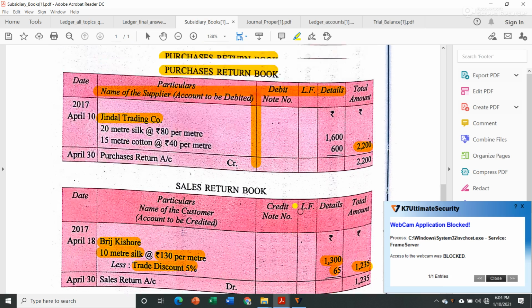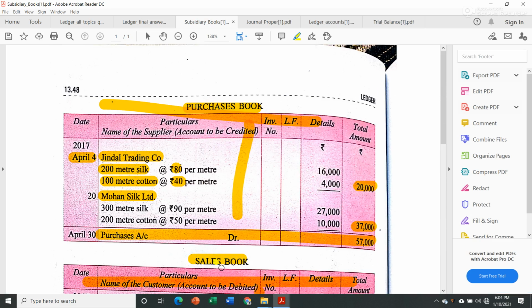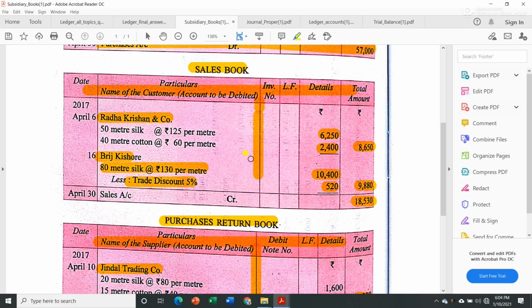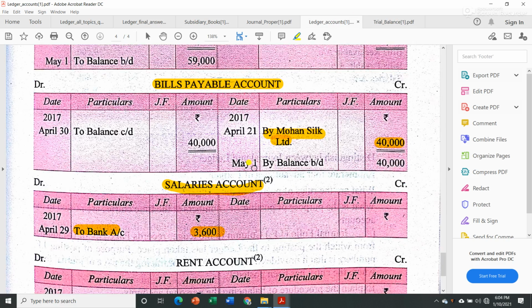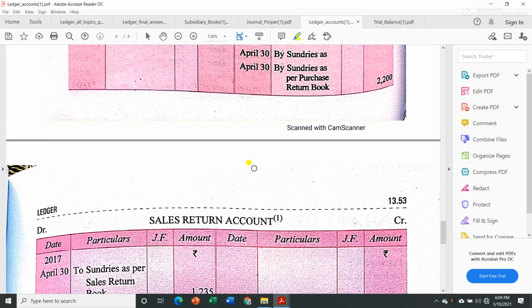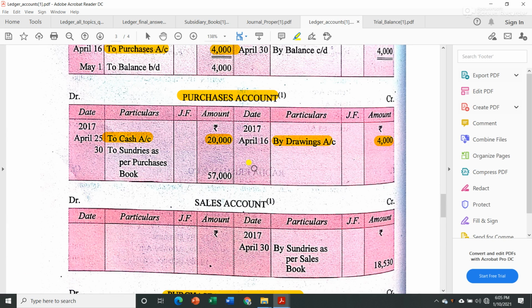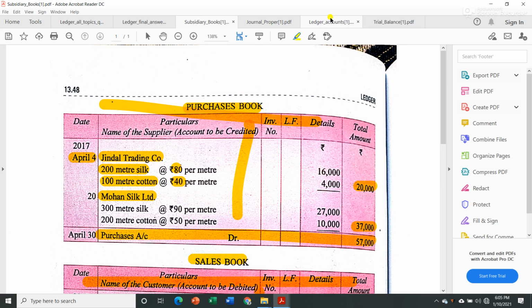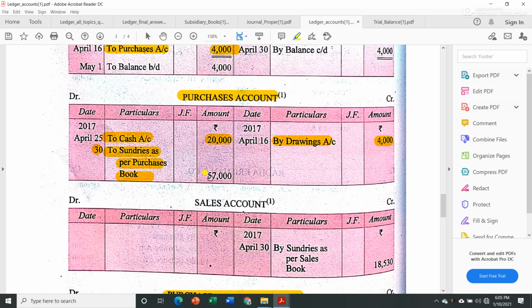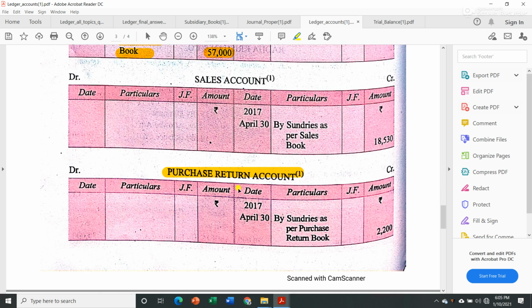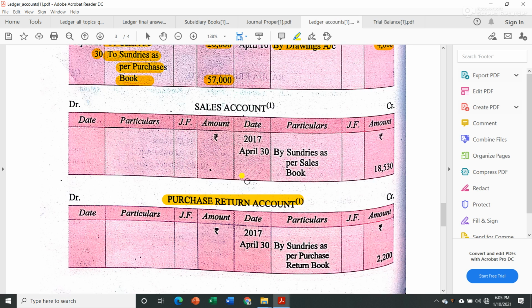So what we will do is prepare ledger accounts for the purchase account, sales account, purchase return account, and sales return account. Now let us see those accounts. Here in the purchase account we already had some entries, but now after finding the total on the last date of the month, we got an entry as per the purchase book, that is the total of the purchase book, 57,000. So we will write 57,000 here. Now remember, for purchase account, sales account, purchase return and sales return accounts, we don't need to balance.